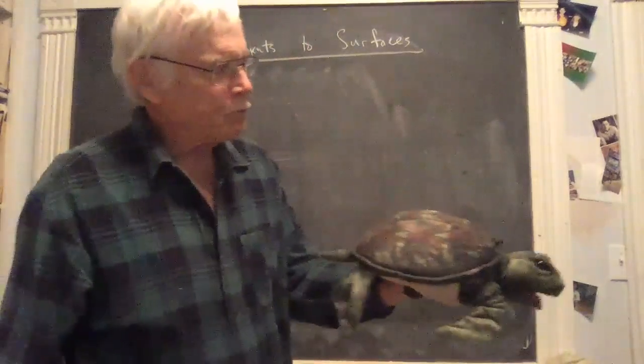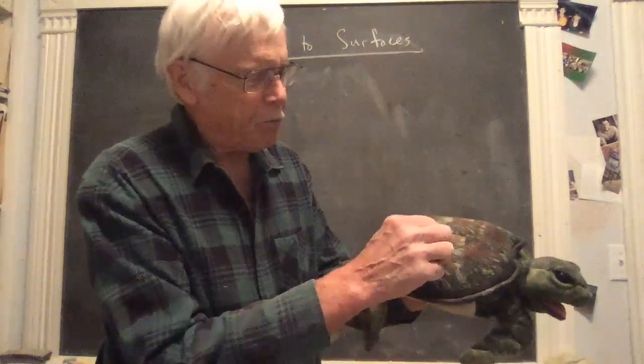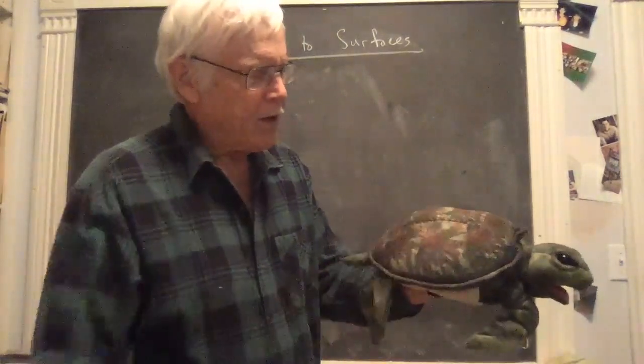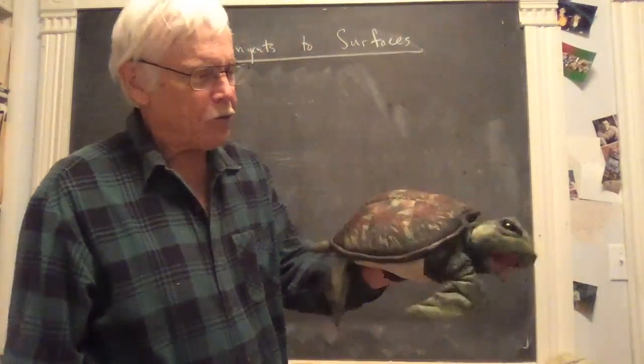I'll wipe it off. So the reason I put chalk on Ohm's shell is to indicate where I'm going to look at the tangent. The tangent is at a point, so we're going to look at tangents at points.